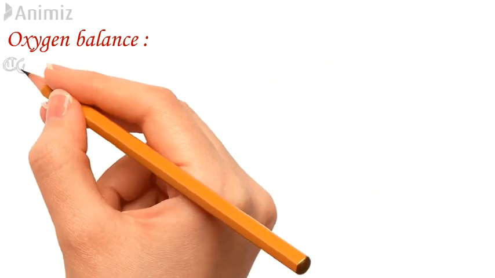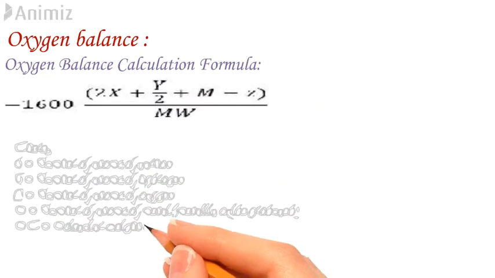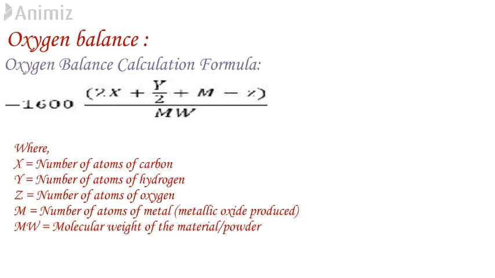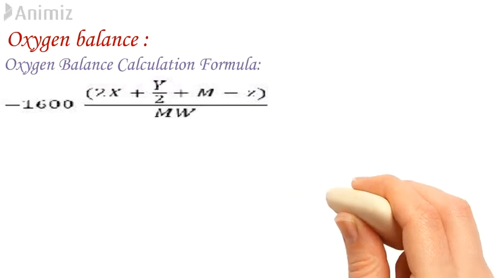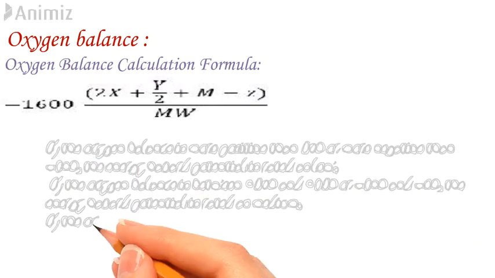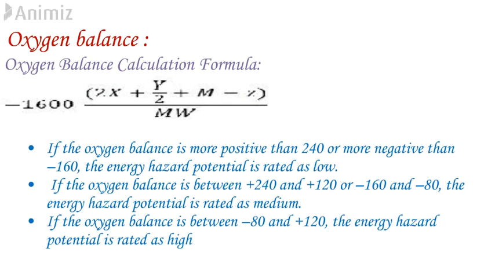The oxygen balance is calculated from the empirical formula of the compound, in percentage of oxygen required for complete conversion of carbon to carbon dioxide, hydrogen to water and metal to metal oxide. The evaluation of hazard potential based on oxygen balance is not an absolute rating but only an indicator. Almost all the recognized detonating explosives have oxygen balance between -100 and +40.